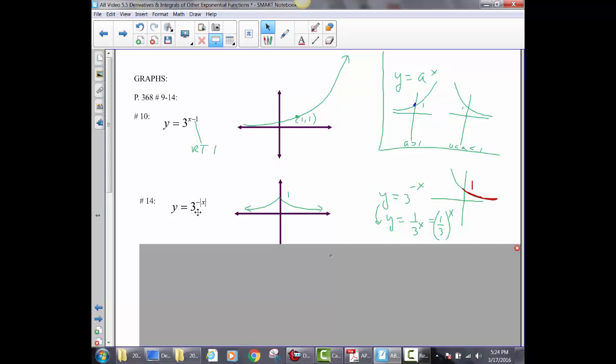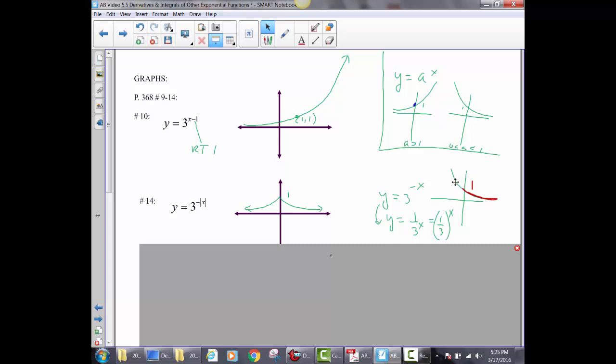Y equals 3 to the negative absolute value of x. Well, what happens is if you look at the graph without the absolute value, y equals 3 to the negative x, which, by the way, there's two ways to look at this. One, look at the graph of y equals 3 to the x and flip it over the y-axis. Another way to look at it is 3 to the negative x is 1 over 3 to the x, which is 1/3 to the x. And because the base is between 0 and 1, it decreases rather than increases.